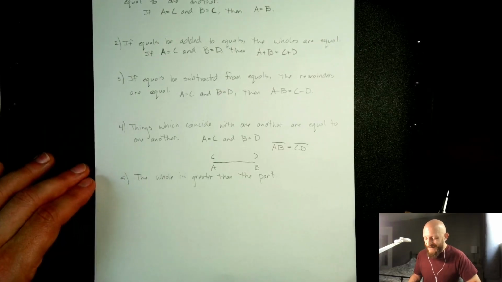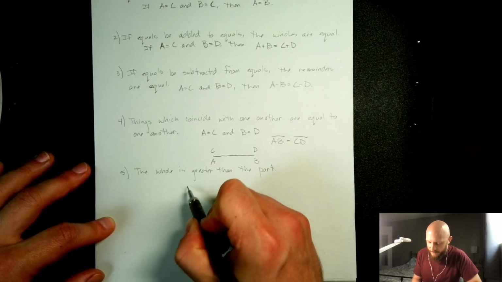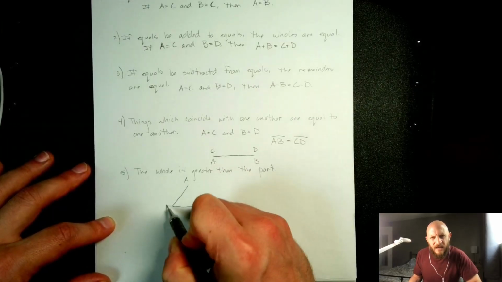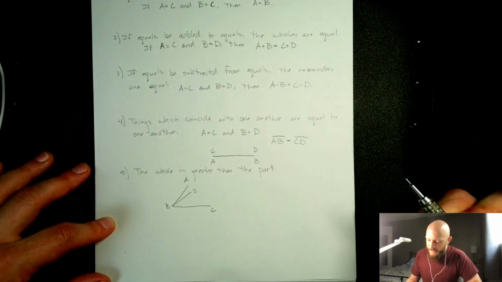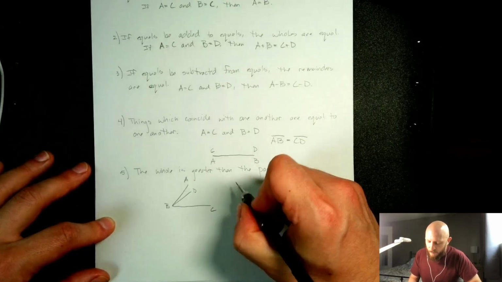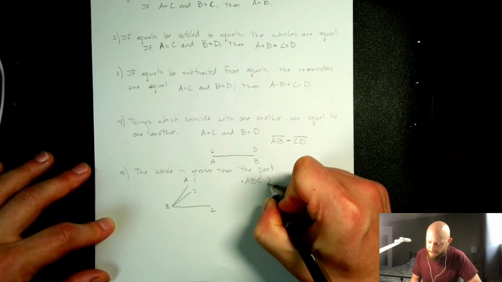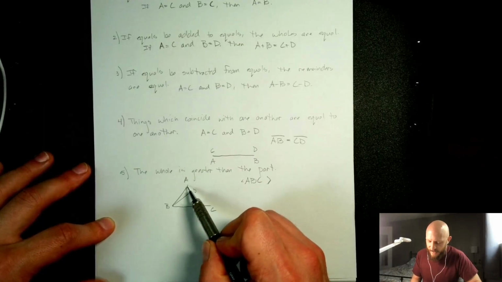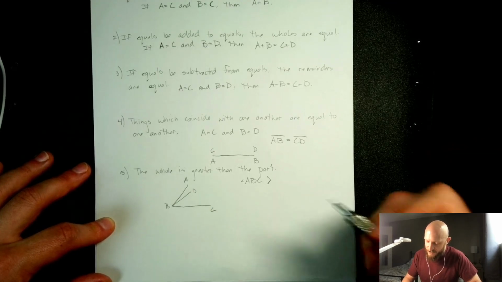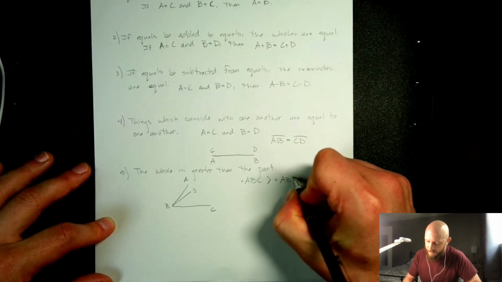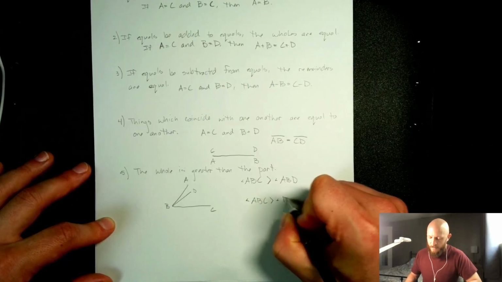Common notion 5, the whole is greater than the part. This one comes up a lot with angles. If we have some angle ABC, and maybe on the inside of ABC there's also this other line that extends out to D, then this whole angle ABC is greater than the two smaller angles that make up ABC, because ABC is ABD plus DBC. So angle ABC is larger than angle ABD, and also larger than angle DBC. So the whole is greater than the part.